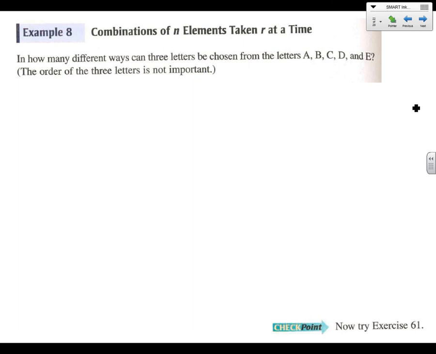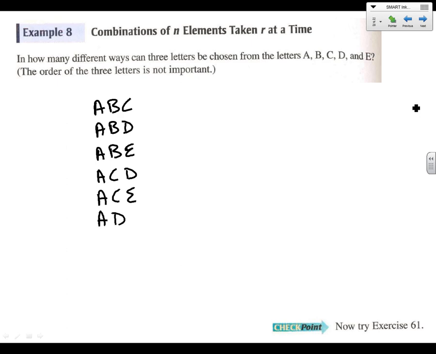Okay? So we could use ABC. We could use ABD. We could use ABE. All right, let's change up the middle letter. We could use ACD. We could use ACE. And then we could use ADE. All right, let's start with B. We could use BCD. We could use BCE. We could use BDE. And then lastly, we could use CDE. 1, 2, 3, 4, 5, 6, 7, 8, 9, 10 different ways.